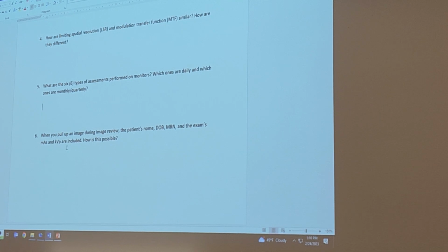Very good, Reagan. Carla, give us a fourth assessment that we need to do. Luminance response. Great. And is luminance response a daily or monthly, quarterly assessment? Also monthly, quarterly. Good. What kind of test pattern would we use for luminance response? Very good. It is LN.